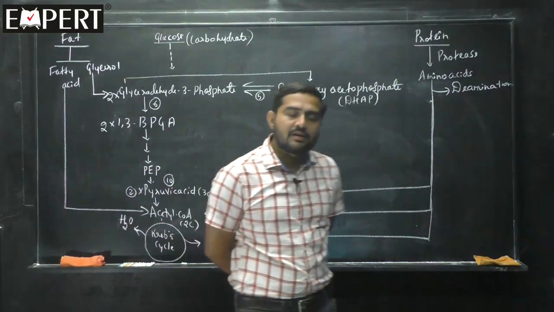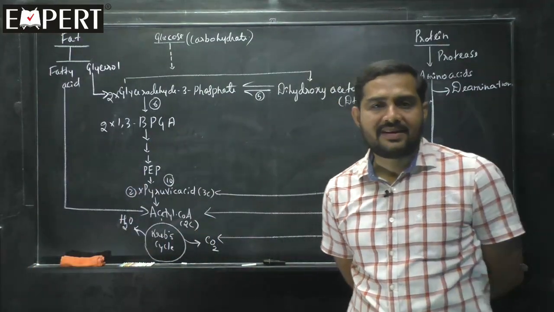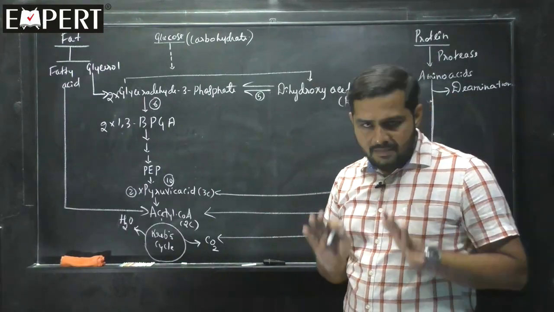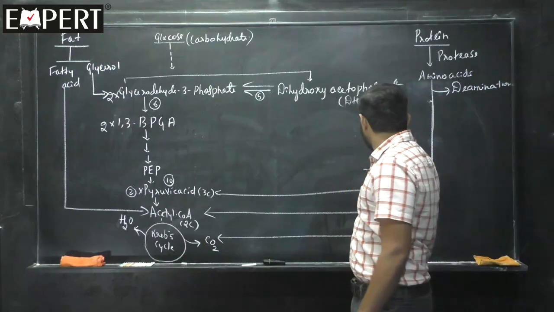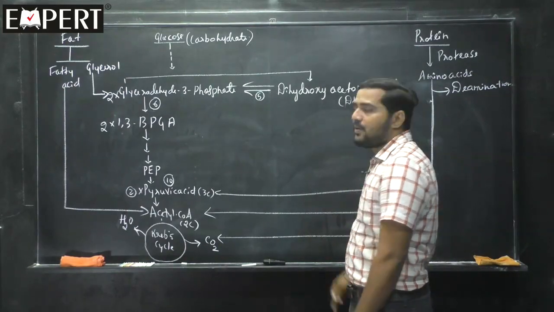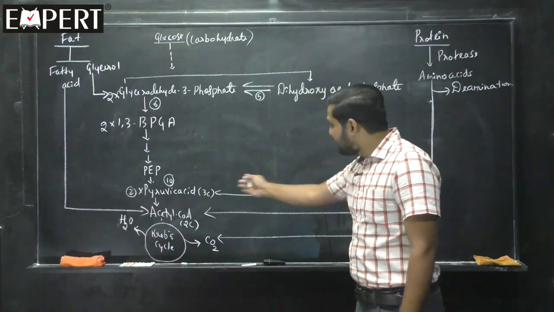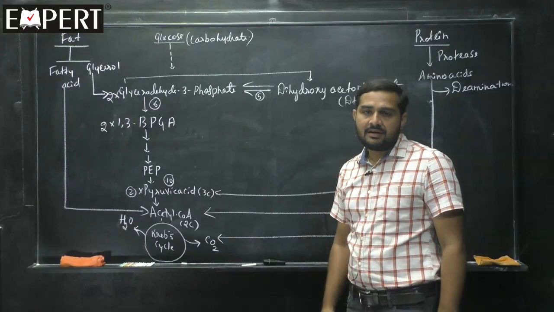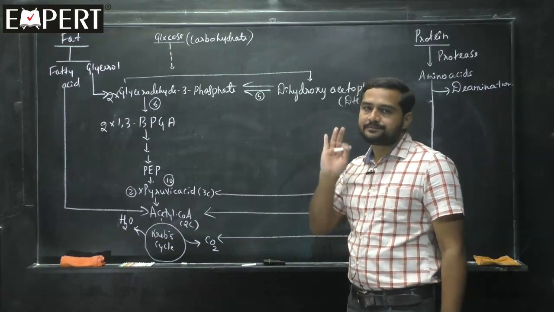When you understand the concept of transamination, things will be still better for you. But for the time being, remember that proteins, after becoming amino acids and undergoing deamination, enter the respiratory pathway depending on the carbon number.